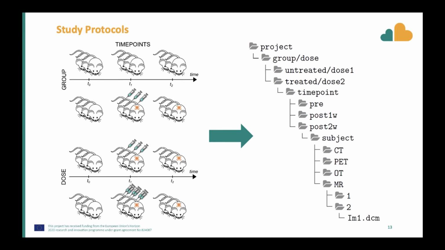Here we have a schematic representation of our data organization in longitudinal studies. For instance, group refers to the treatment administration and can have two possible values, treated or untreated, which stands for the control group. And then we have several time points related to the longitudinal examinations, for instance, T0 before, and T1 and T2 after a treatment. And there is also dose, which refers to drug dosage in therapeutic treatment investigations. On the right, you can see how our data organization reflects the study protocol.